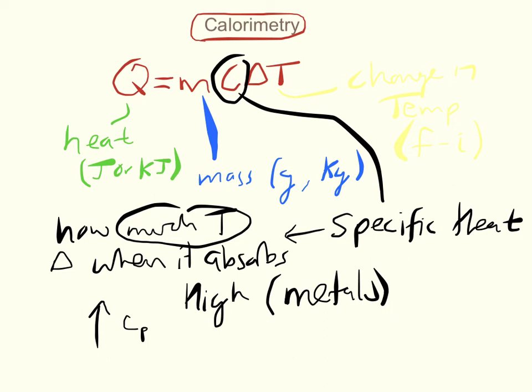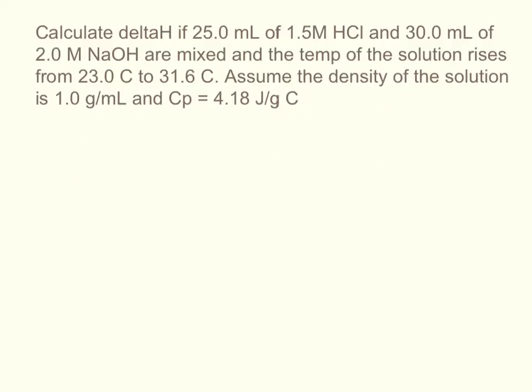Compounds with low specific heats, you can add a lot of heat to them, a lot of joules, but their temperature doesn't change very quickly. So we've done a lot of practice problems where you're given 3 out of these 4 variables. You've got to solve for the fourth. Those are more basic. We're just going to practice a more complicated one together.